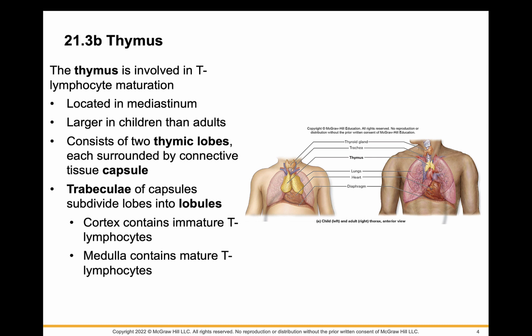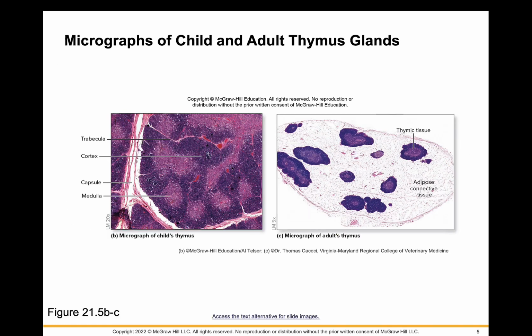It is found in the mediastinum, and one thing to remember here is that the thymus is much larger in children than adults. Anatomically, it is made up of two thymic lobes, and each of those lobes are surrounded by a capsule made up of connective tissue. Within the capsule, we're actually going to see lobules, and that is subdividing the lobes into smaller components. When we look at the cortex of the thymus, that is where we expect to find immature T lymphocytes, and it is in the medulla where we will find those that are actually mature.